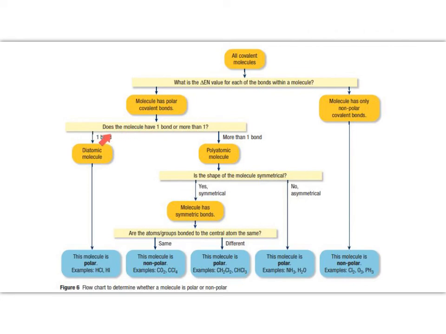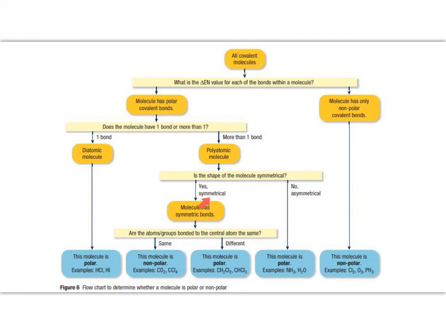So the next thing you want to look at is whether the molecule has one bond or more than one bond. If it has only one bond, meaning it's a diatomic molecule, and that bond was a polar covalent bond, the molecule has to be polar. On the other hand, if it has more than one bond, we would call that a polyatomic molecule, then we have to consider the shape of the molecule.